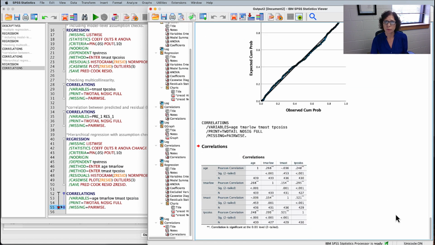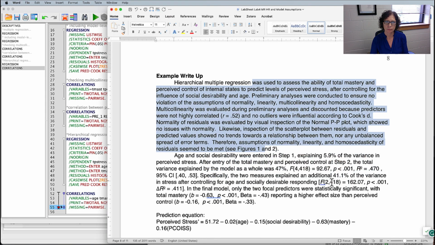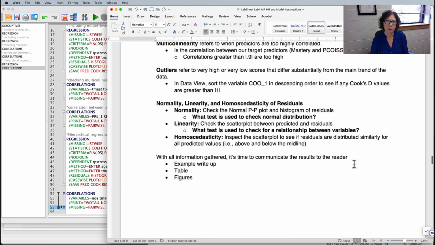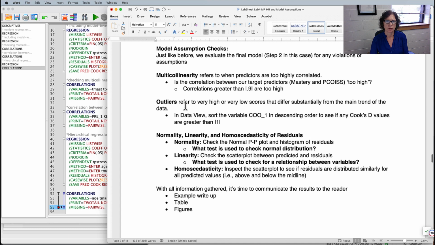So I'm looking for any correlations above 0.9. And again, we only have to look at half of this triangle because it just repeats. And it looks like no matter what, we don't have any correlations above 0.9. So we don't have a concern with multicollinearity here. So that's good. The other items, outliers, we already looked at that.